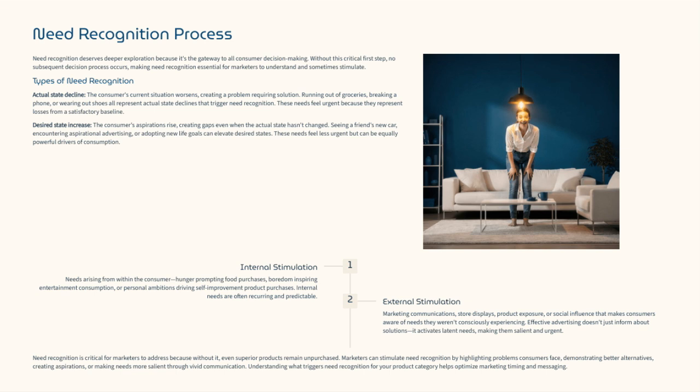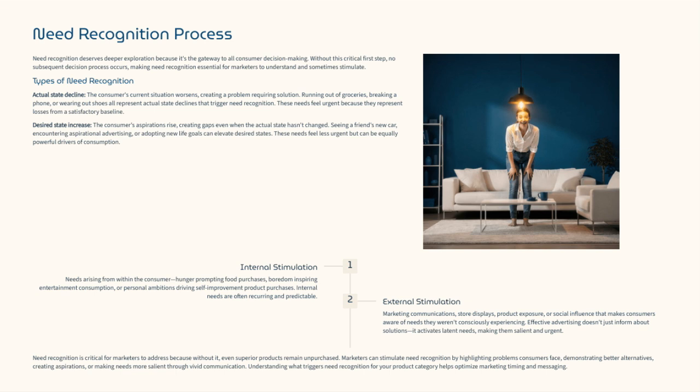Internal stimulation, on the other hand, comes from within the consumer. Needs triggered internally can arise from a desire for a better state, such as wanting a nicer car after seeing a friend's new one, or from a decline in their actual state, like running out of groceries or breaking a phone. These are often recurring and predictable needs that prompt immediate action.